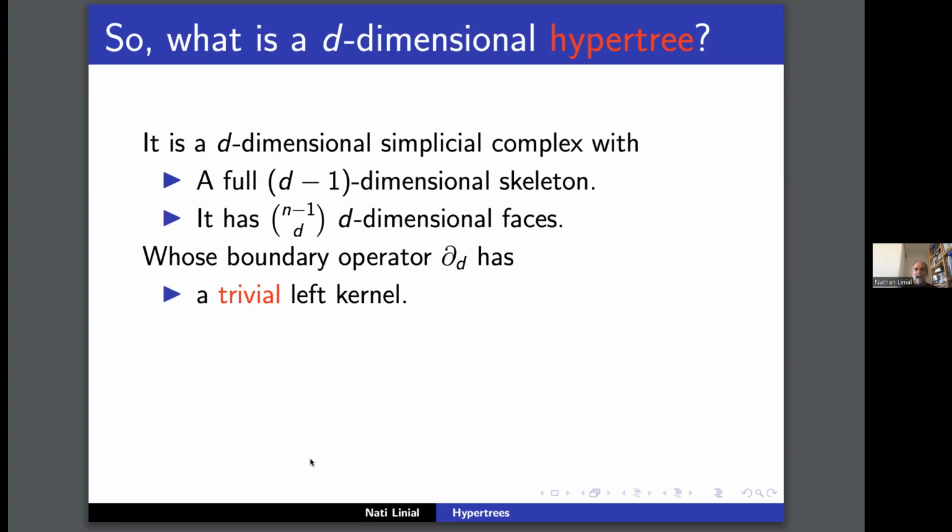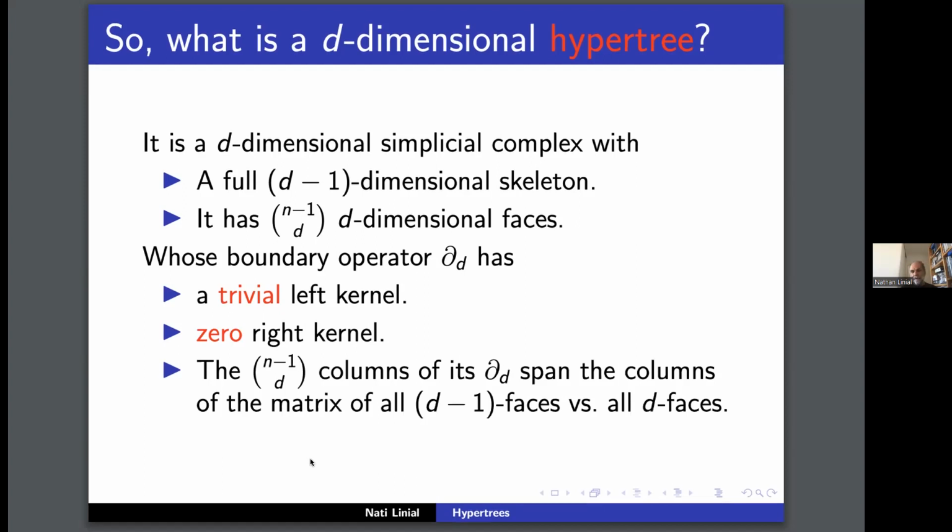And now we use the lesson that we took about connected and acyclic. We write the analogous statement here. It has a trivial left kernel and it has a zero right kernel. So we are just repeating what we learned in looking at the graph situation.